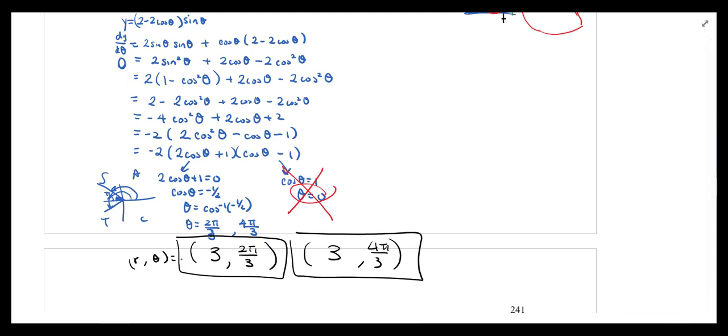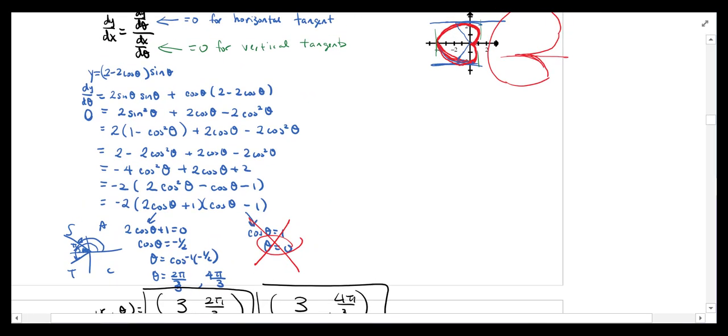Sweet. Vertical tangents. That's dx d theta. So x equals r cosine theta. This time I'm not going to use product rule because I want to do something different. I'm going to distribute this. So we have 2 cos theta minus 2 cos squared theta. And now I can take the derivative nicely. The derivative of 2 cos is negative 2 sine. Minus 2 is a constant.